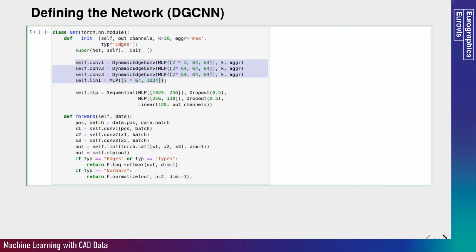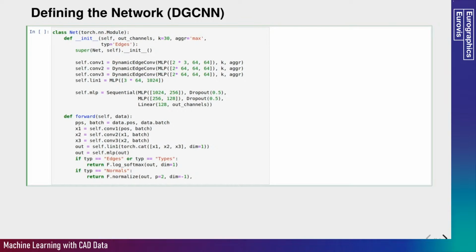The network consists of these 3 dynamic edge convolution layers and 1 linear layer, which is a multi-layer perceptron, just a linear layer followed by ReLU and batch normalization. And these are in and out channels. Then we have another MLP, a sequential network that consists of 2 of these perceptrons with dropout layers in the end, and the output of our network will be a linear layer with the amount of output channels. For the edges, for example, this will just be 2 output channels for the 2 classes.